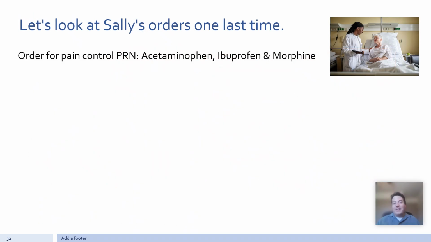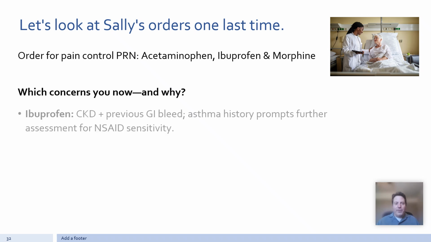So let's go back to Sally and look at her orders one last time and the medications that she has for pain control. And she's got PRN acetaminophen, ibuprofen, and morphine. So it's up to the nurse to pick which one's most appropriate. Which medications concern you now and why? Well, I'm hoping you're thinking a little bit differently instead of just going, hey, we're going to give her some acetaminophen, we're going to give her some ibuprofen, we're going to give her some morphine.